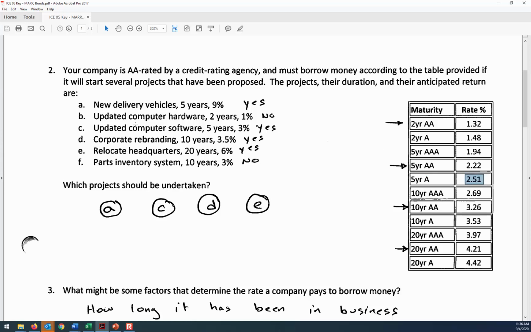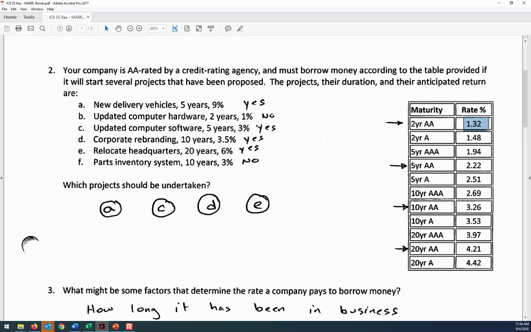So should we do new delivery vehicles? It's going to be a 5-year project and will return 9%. Well, it says here, yes, we should do project A. And the reason why is our borrowing costs are 2.22% and our rate of return is 9. So that's a great exchange. Project B, though, is a no, because you're only going to earn 1% and it will cost 1.32. So the decision criteria says reject option B because the cost of capital is higher than the rate of return. So project B is terrible.